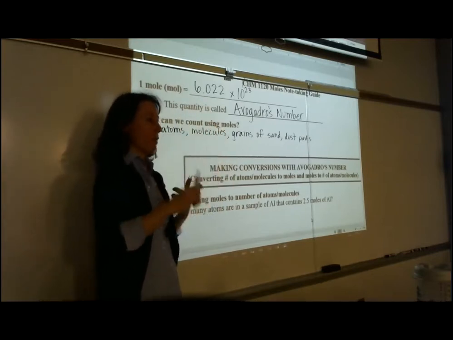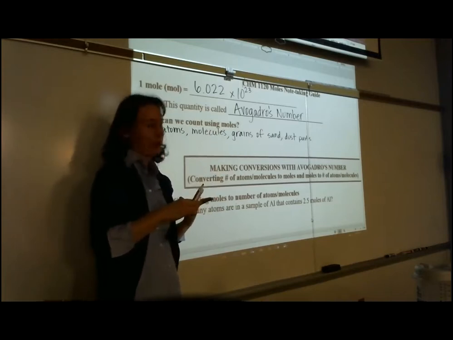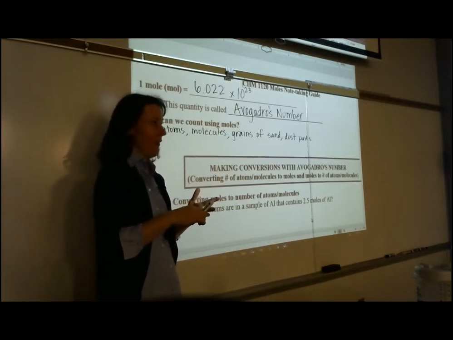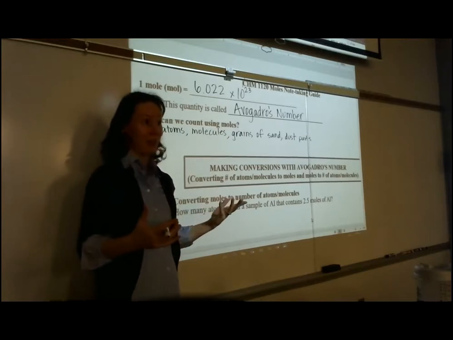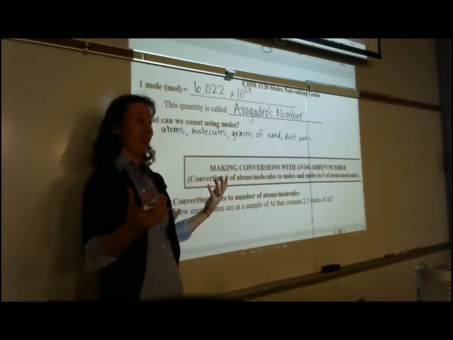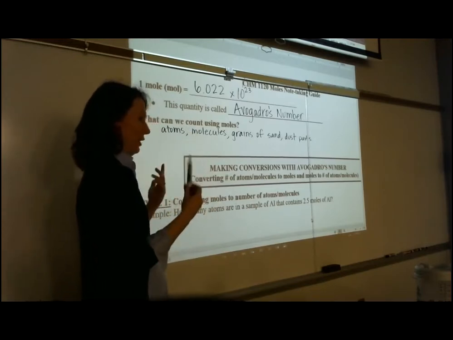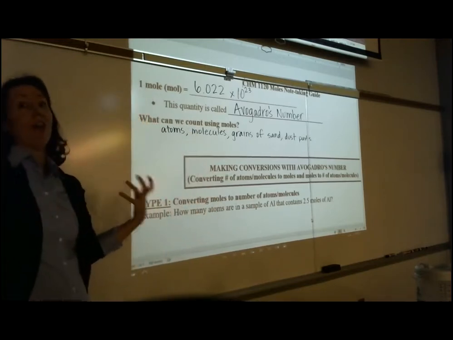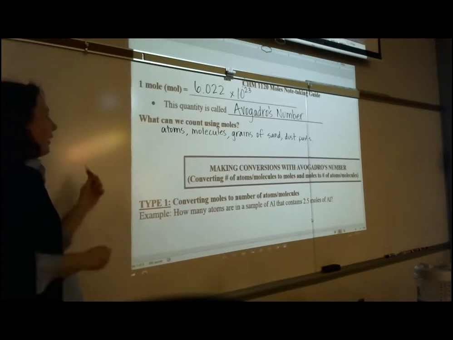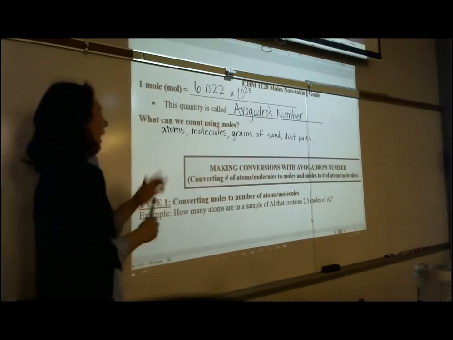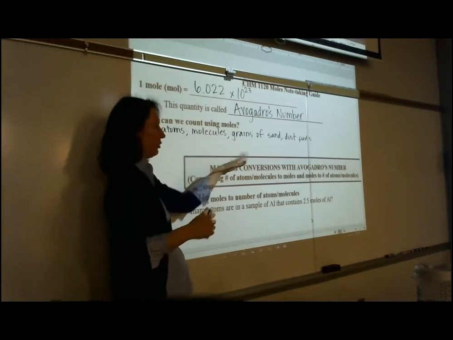So obviously people wouldn't work, cars wouldn't work, right? Books wouldn't work unless we're talking about letters in books. If we said how many letters are in every book that exists, well, that would be a good one to work with. But other than that, it has to be something you've got a lot of. So that's why it's a good unit for counting atoms and molecules, grains of sand, particles of dust.